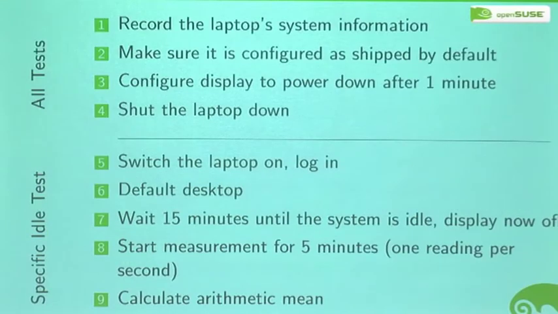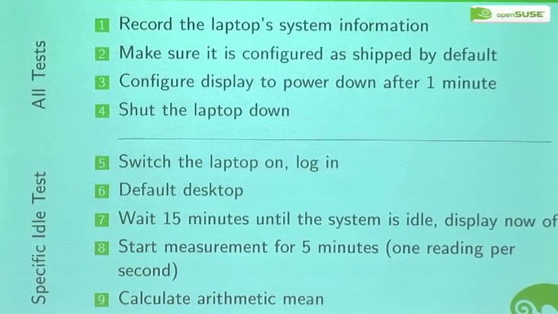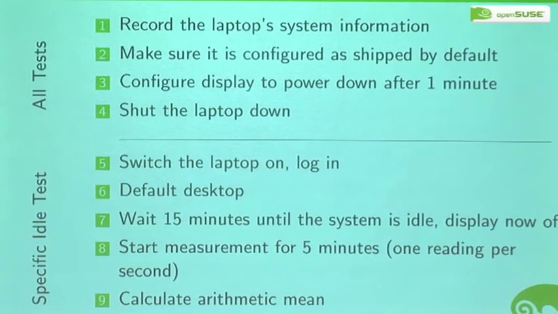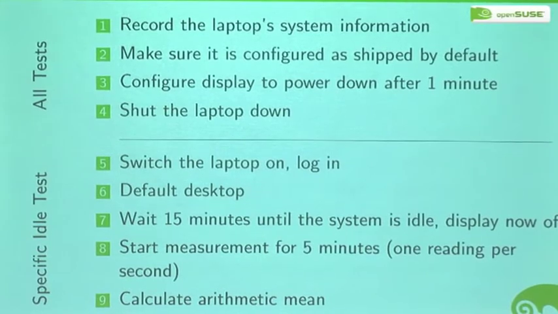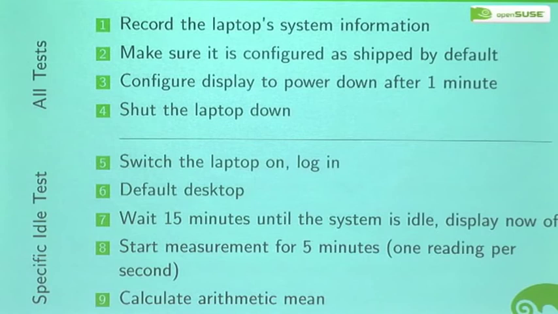And this is how the test procedure might look. It's stripped down, it contains some more details, but I picked the most important ones. The first four steps are equal for each test of the different modes. At first you record the laptop system information, you make sure that it's configured as shipped, you configure the display to power down after 1 minute, and as a consequence of this, the idle mode tests will be done with the display switched off. Finally, you shut down the laptop, and now you start one specific test.